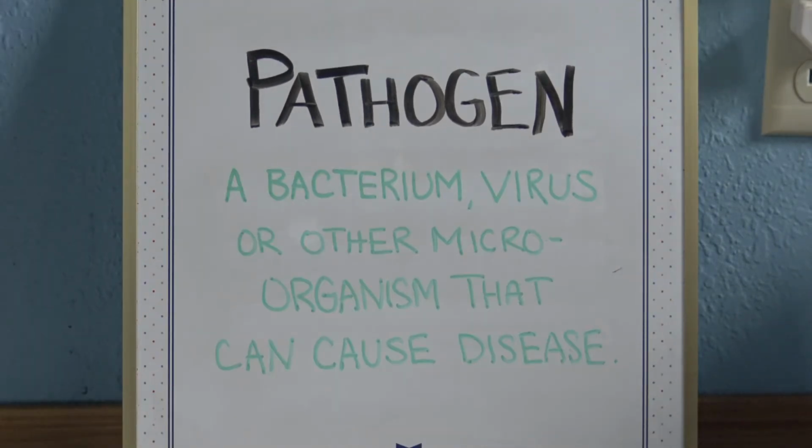Pathogen. A pathogen is a bacterium, virus, or other microorganism that can cause disease. Pathogens are disease-causing microorganisms, and they're different kinds such as viruses, bacteria, fungus, and parasites. So pathogen is a yucky germ.